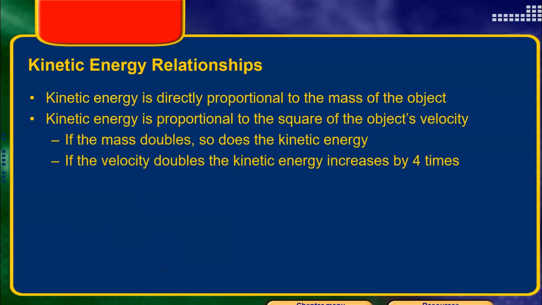Okay, so just some relationships here. Kinetic energy is directly proportional to the mass of the object. So the more mass you have when it's moving, the more kinetic energy it has. Kinetic energy is proportional to the square of the object's velocity. So again, like it shows on here, if the mass doubles, the kinetic energy doubles as well. But if the velocity doubles, the kinetic energy increases by 4 times because of that squared relationship. So if you triple your velocity, your kinetic energy increases by 9 times as much.